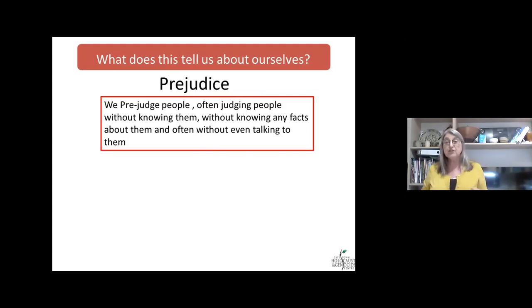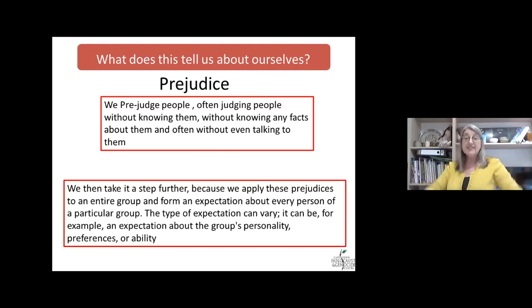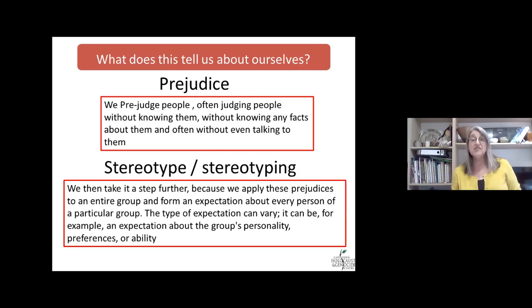That's known as prejudice, making judgments about people before you've even gotten to know them. Then we take it a step further, because then we apply these prejudices to an entire group of that kind of person. So we can decide that, oh, all people of that sort are this, or are capable of that, or behave in a certain way. And that is called stereotyping.